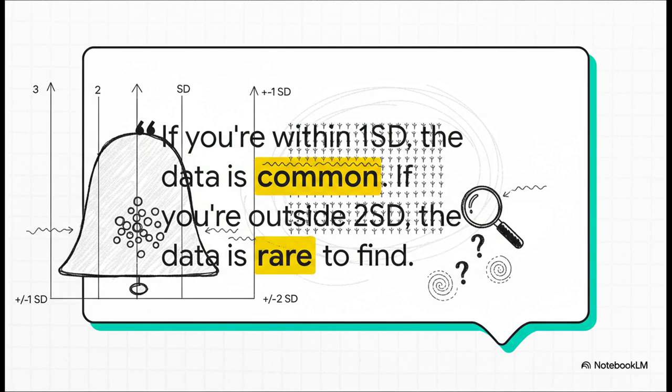If a data point is within one standard deviation, it's common, it's ordinary. But if something is 2 or especially 3 standard deviations away from the average, whoa, now that is rare. That's an outlier. That's a signal telling you to pay attention because something unusual is going on.